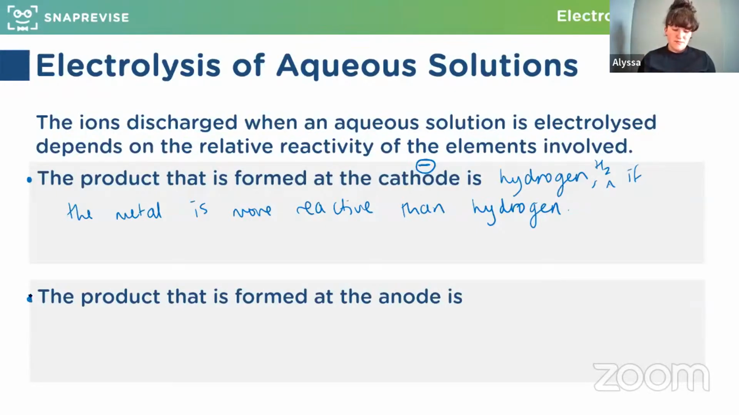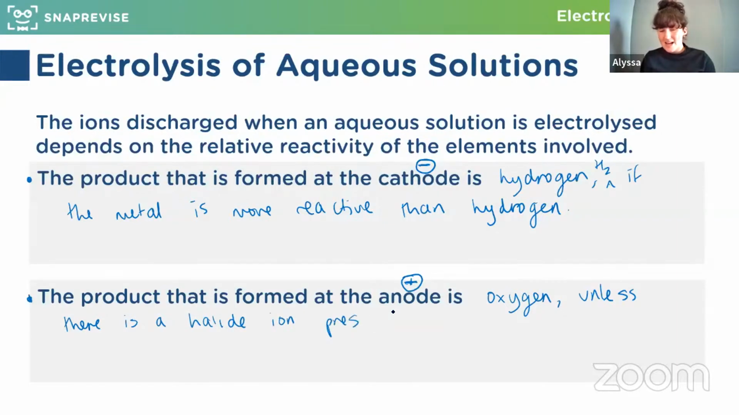The other rule is the product that's formed at the anode, at the positive electrode, is going to be oxygen unless there is a halide ion present. Halogens, the halogens are group 7. Hopefully we know that, group 7 element. So the product that's formed at the anode will be oxygen unless there is a group 7 element present, then it will be that element.